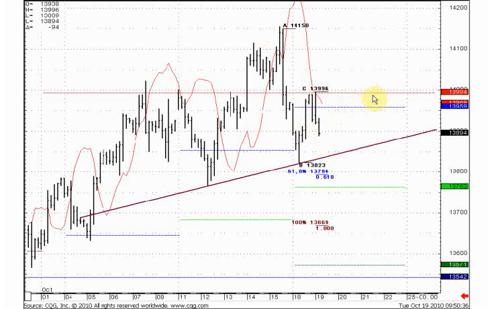This formation should be formed, and possibly after that the market can show some move to the downside.